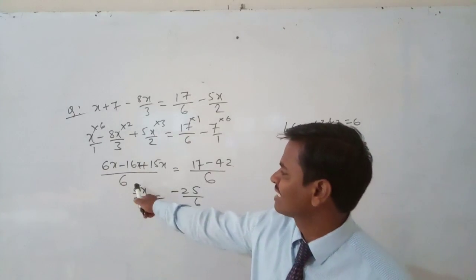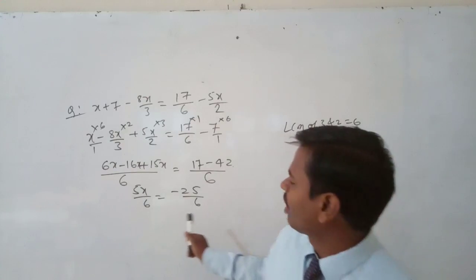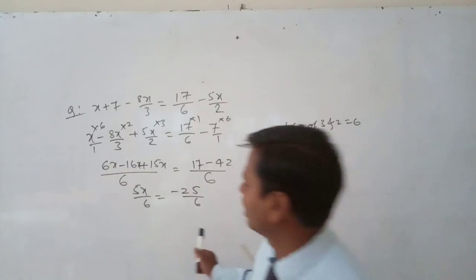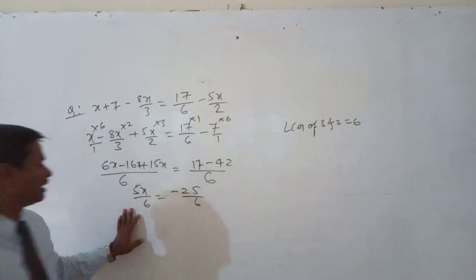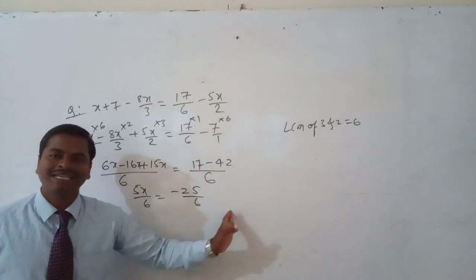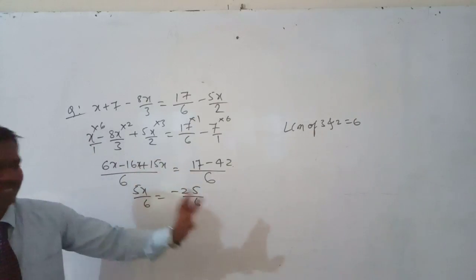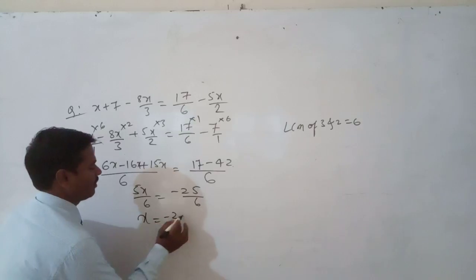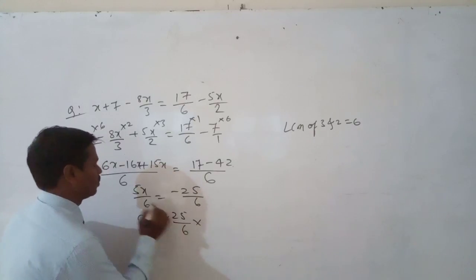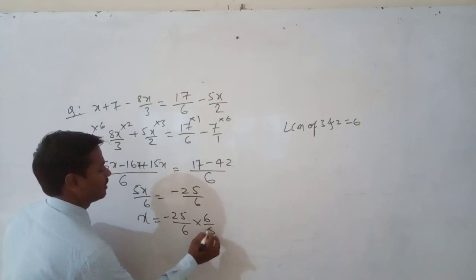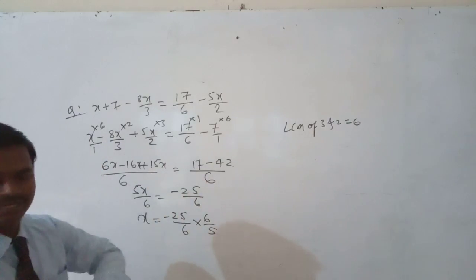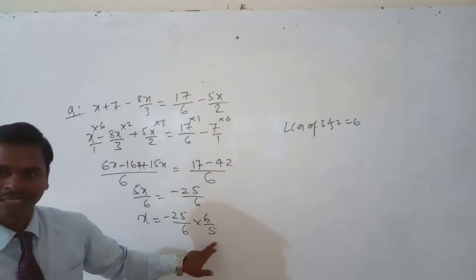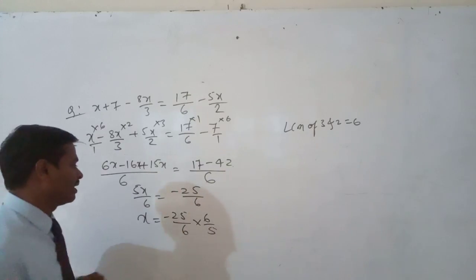Now I will shift these numbers to this side. 5 by 6 will become 6 by 5. Multiplication is there, so multiplication will become division and division will become multiplication. 5 by 6 will become 6 by 5. Reciprocal, you will get the reverse. Divided by 5. Now what is here?